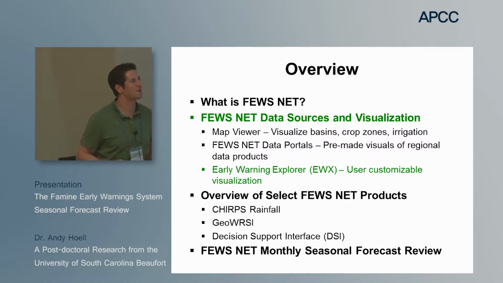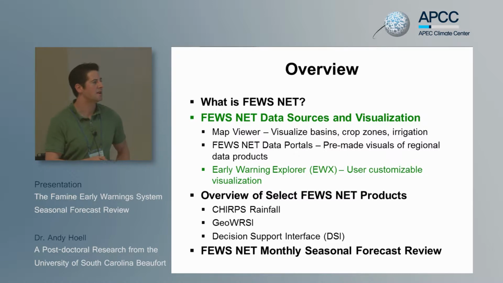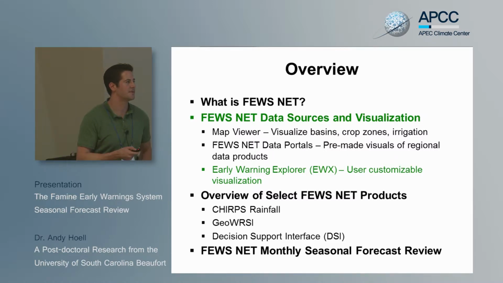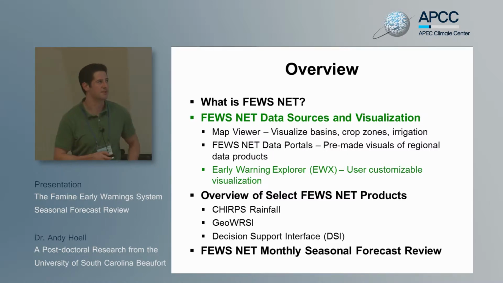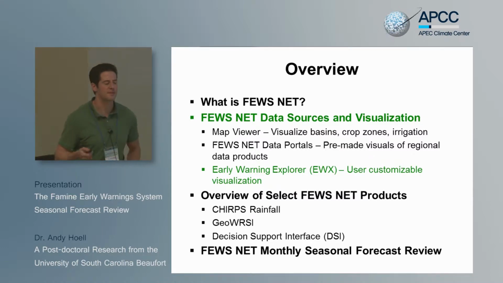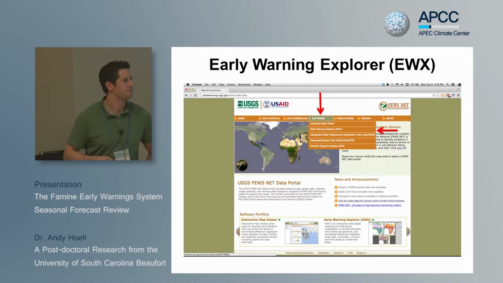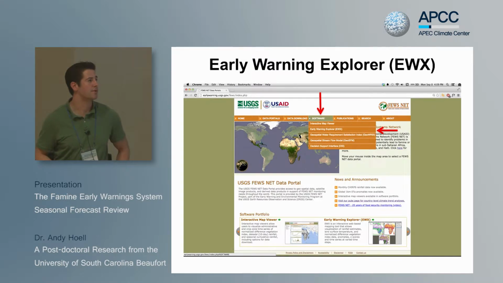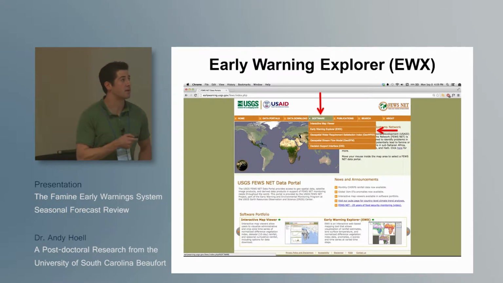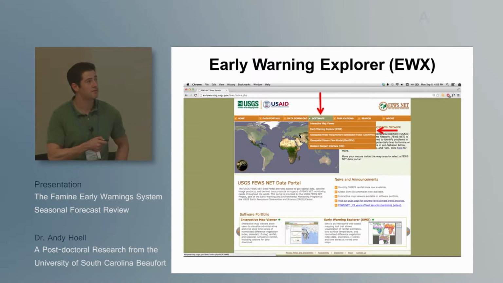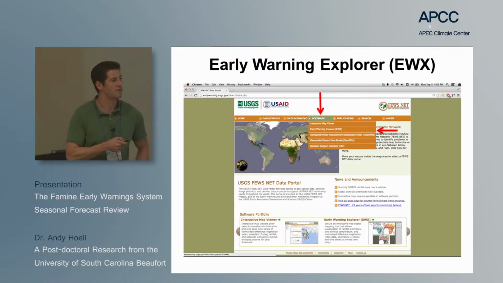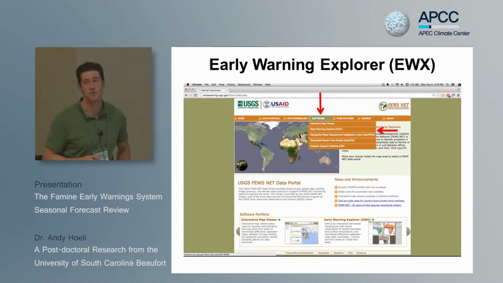So whipping through here in the overview of our FEWSnet data sources and visualization, the Early Warning Explorer. This is user customizable visualization. It actually has a lot in common with the map viewer. I think they're made from the same sort of code. The way you get to the Early Warning Explorer is by going back to the home page, clicking on Software, and going to Early Warning Explorer.